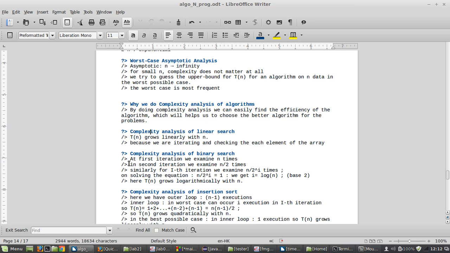Now for binary search, you have to understand one thing. This is the algorithm, binary search, and I want to do the complexity analysis. So what do I do? The first step is to find the size of the problem. What is the size of the problem that binary search is trying to execute?